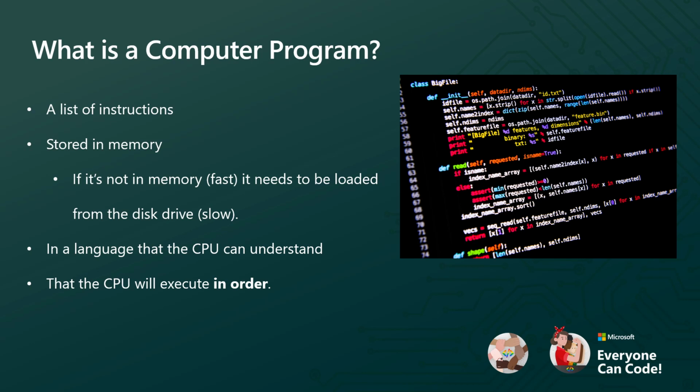But what is a computer program? Well, a computer program is a list of instructions that's stored in memory, and if it's not in that fast memory, RAM, it needs to be loaded from the disk drive, even though that's very slow, in a language the CPU can understand, that the CPU will execute in order.